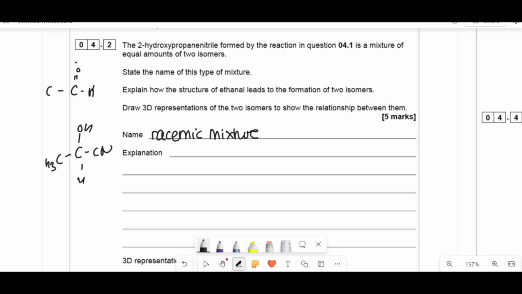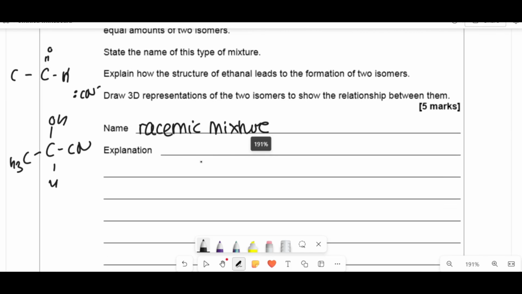Because it's planar, that CN minus can either attack the carbon on this side like this, underneath, or it could go over like that, if that makes sense. So again, it could be here, or it could be there. And as a result, you get equal amounts of the two of them. There's an equal probability of attack on either side. So that's exactly why you would explain it.